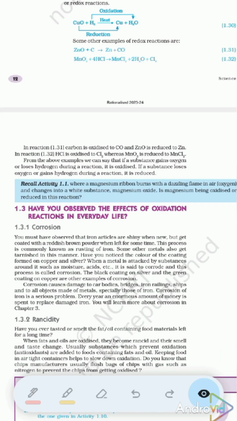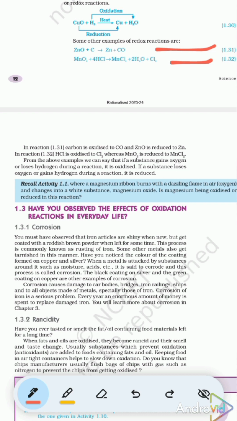Now, in reaction 1.3.1, that is zinc oxide when reacted with carbon would give zinc plus carbon monoxide. In this reaction, we can see that carbon is oxidized to carbon monoxide and zinc oxide is reduced to zinc itself. And similarly, in equation 1.3.2 given here, we can say that HCl is oxidized to chlorine, whereas manganese oxide is reduced to manganese chloride.